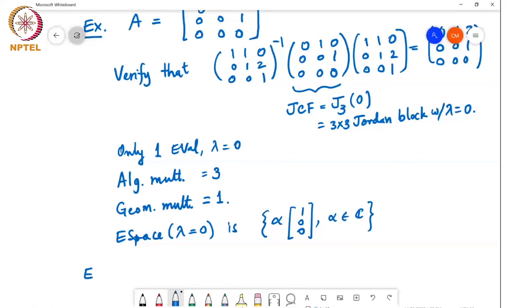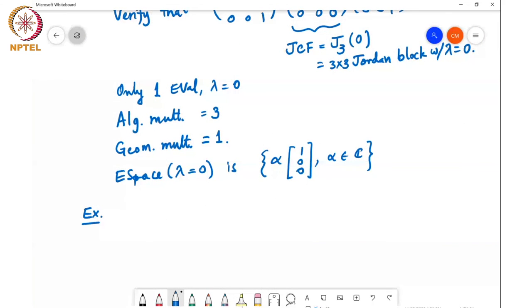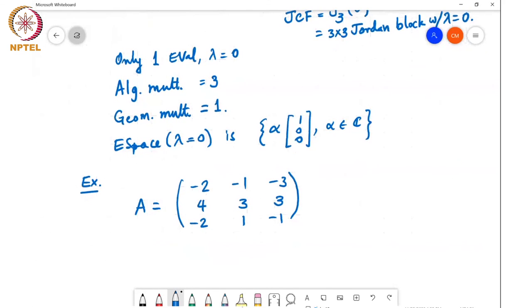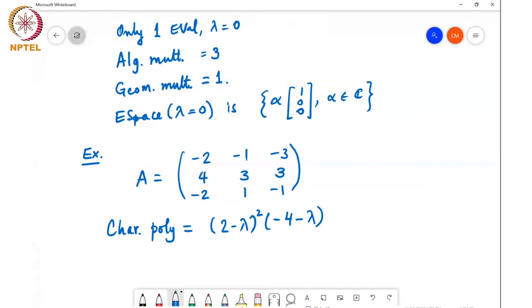So here is another example. Now we take a slightly more elaborate example. The matrix is minus 2, minus 1, minus 3, 4, 3, 3, minus 2, 1, minus 1. If I asked what is the characteristic polynomial of this matrix, you can work it out. It simplifies to (2 minus lambda) the whole square times (minus 4 minus lambda).